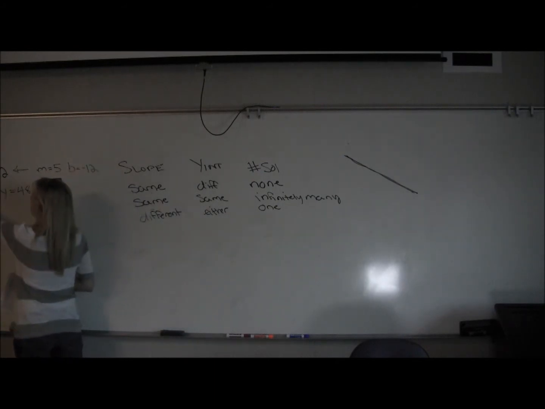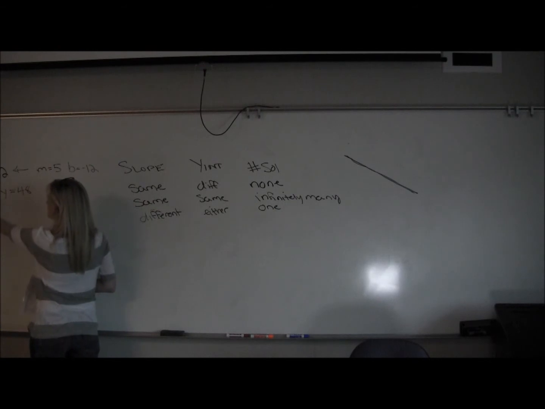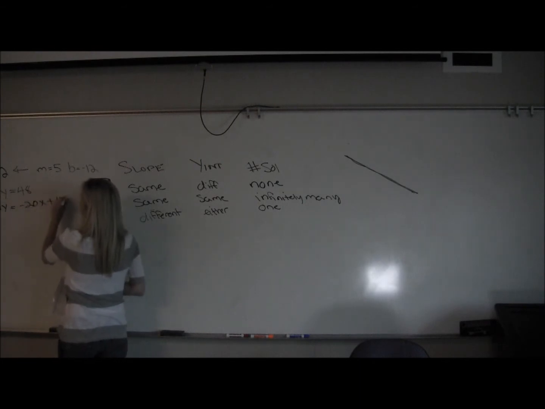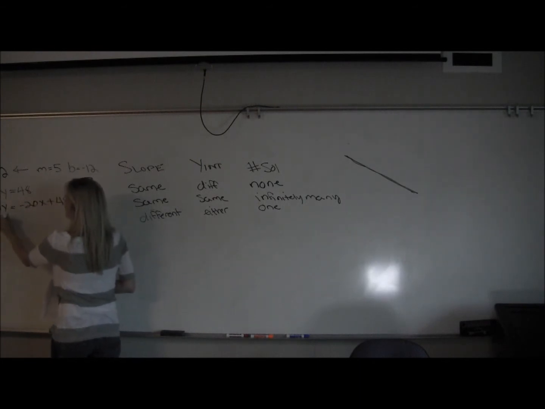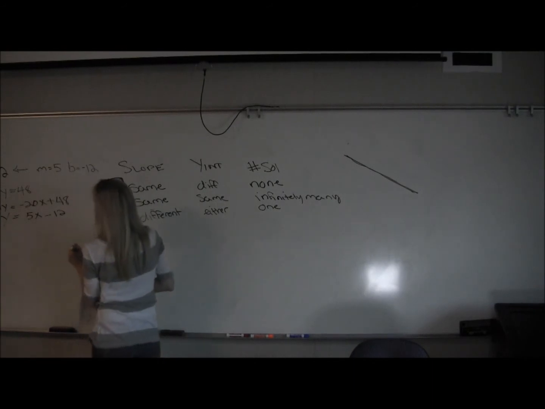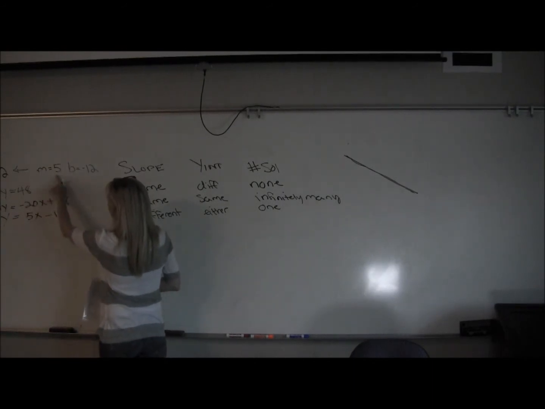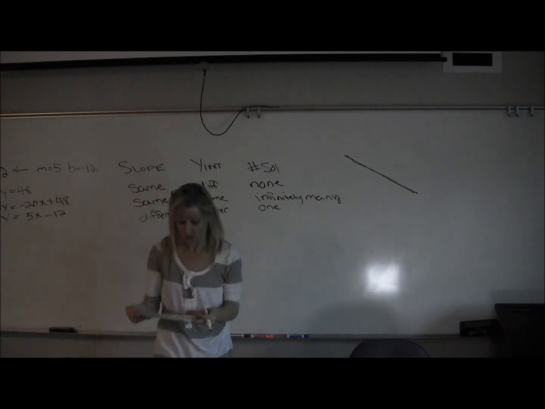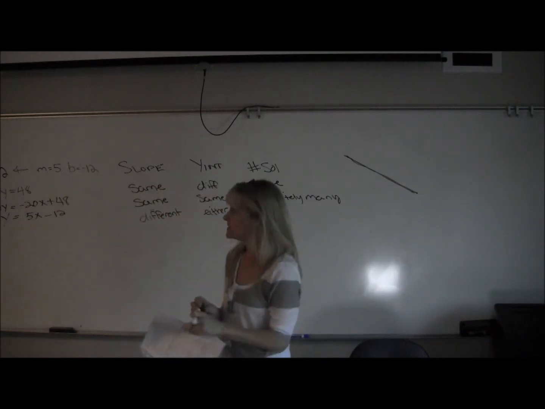I'm going to put the second one in slope-intercept form. That means I need to get y all by itself on the left. So I'm going to subtract 20x. And then I'm going to divide by negative 4. That's going to give me a positive 5x minus 12. So in this case, my slope is again 5, and my y-intercept is again negative 12.